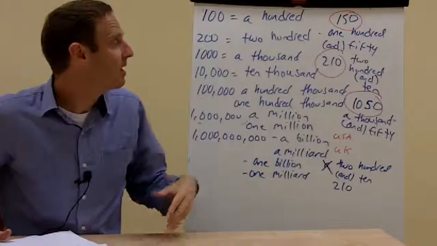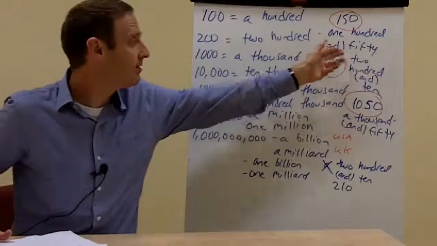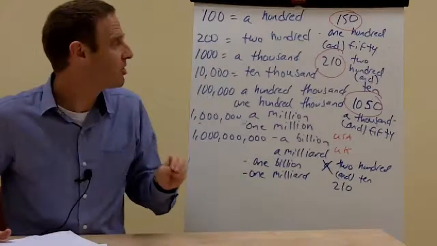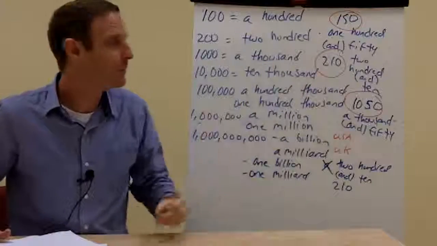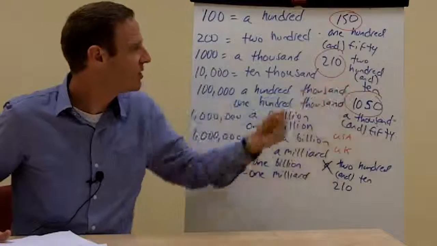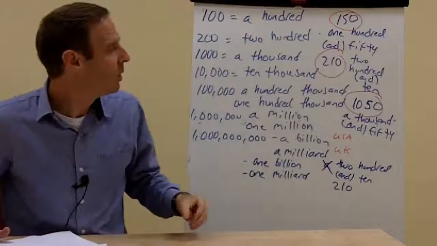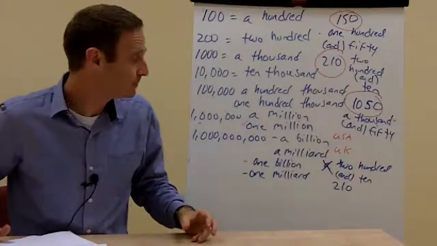Okay, so you can say 150 or one hundred and fifty. Okay, and we have the word and here. It's optional. So you can say 150 with or without and. And it's the same. We say 210. Okay, or two hundred ten. Or you can say 1,050 or 1,050.